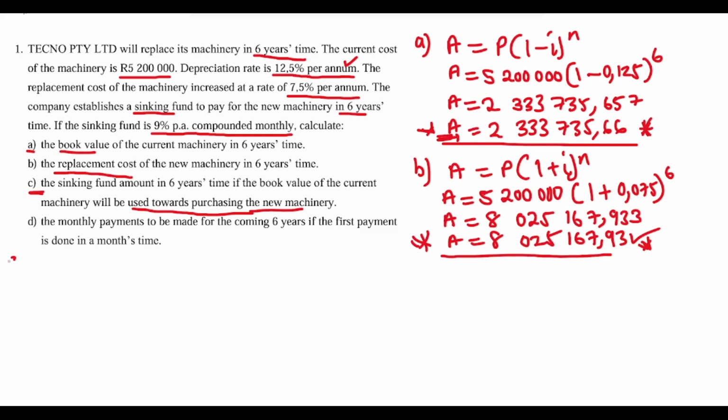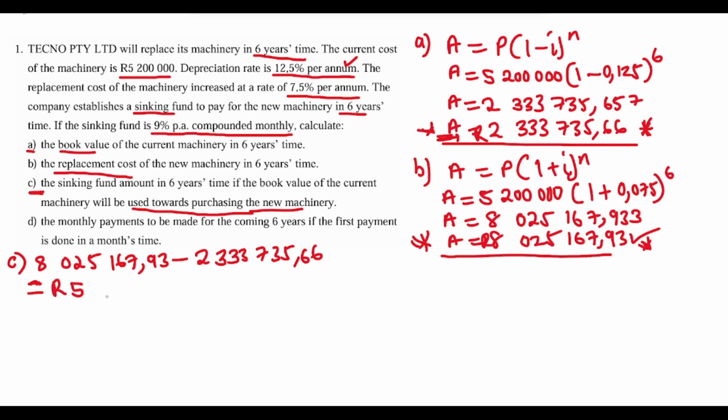So this one is very simple. We just say 8,025,167.93 minus 2,333,735 rand 66 cents, and then it means the company will need 5,691,432 rand 27 cents. So this is what is needed by the company. They are going to sell their old machine and then top it up with this amount and then go and buy the new machine. So now, what do companies do most of the times?